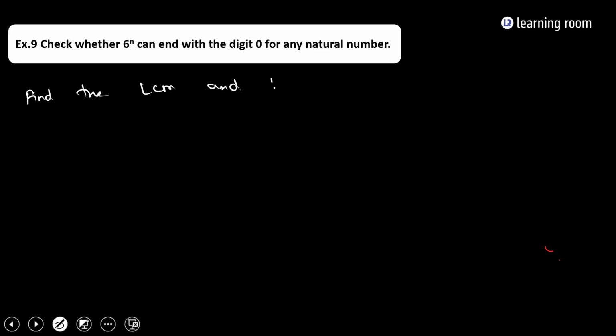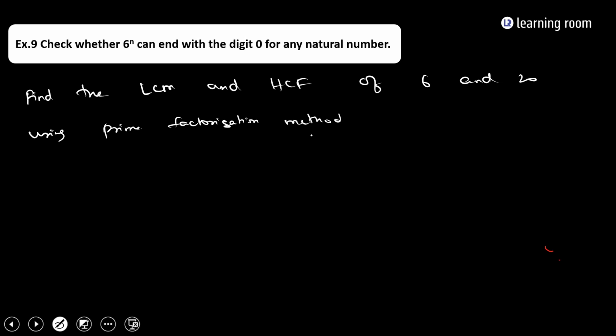Find the LCM and HCF of 6 and 20 using the prime factorization method. How will you do that? Tell me.